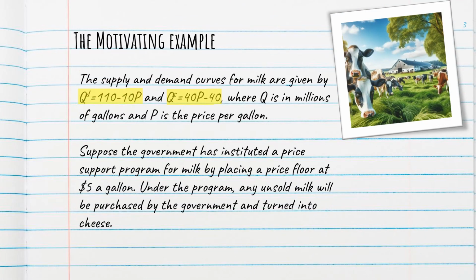Now let's suppose that the government has instituted a price support program for milk and they're placing a price floor at $5 a gallon. Under this program, any unsold milk is going to be purchased by the government and turned into cheese. So it's a government purchase program. That price is going to be supported by purchases from the government.